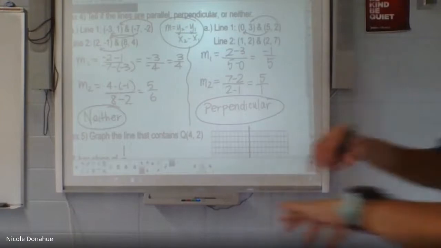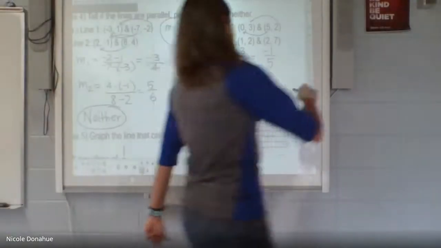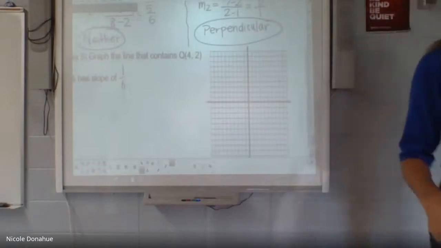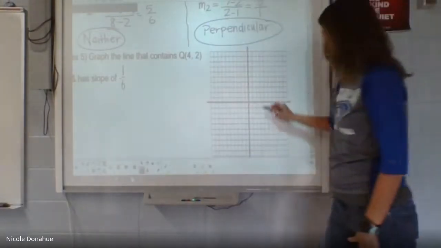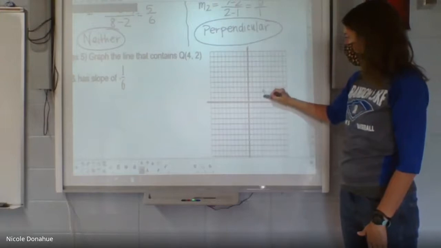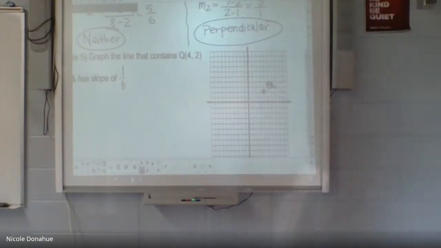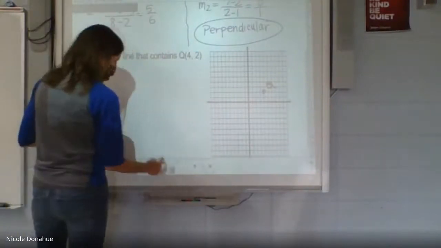Let's do this example 5, and then we're going to take a little notes break. All right, so it says graph the line that contains Q, which is (4, 2). I'm going to put (4, 2) on the graph. So here's Q. And then it has a slope of negative 1 over 6. Can you see that little negative there? Sorry, my font got weird here. So negative 1 over 6.